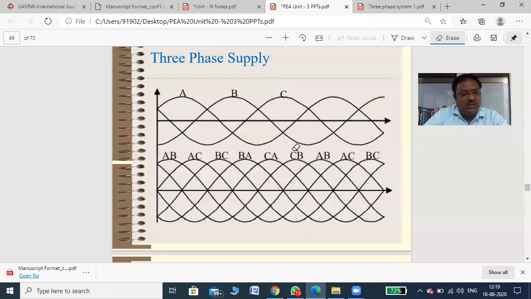Before we see the three-phase converter, I will just explain the three-phase supply, right? So this is a waveform for a three-phase supply.